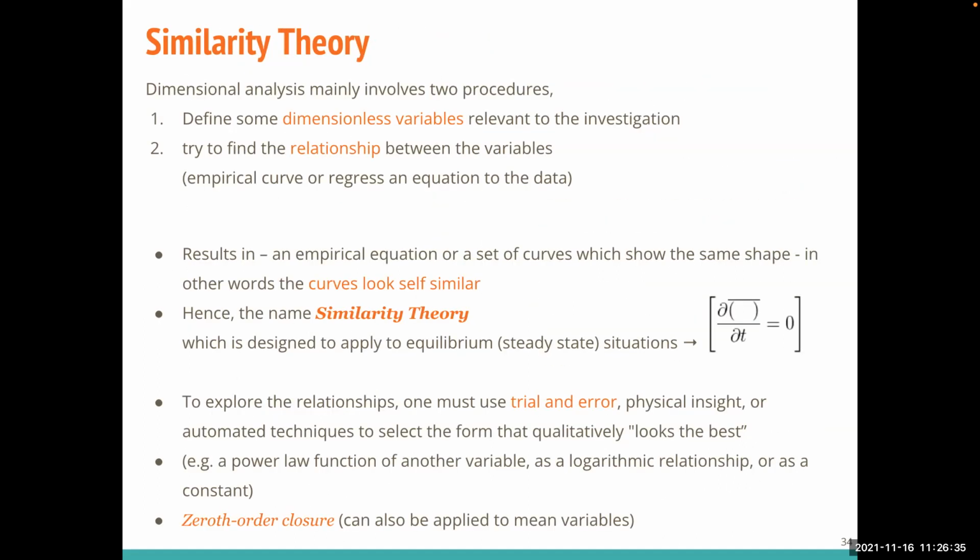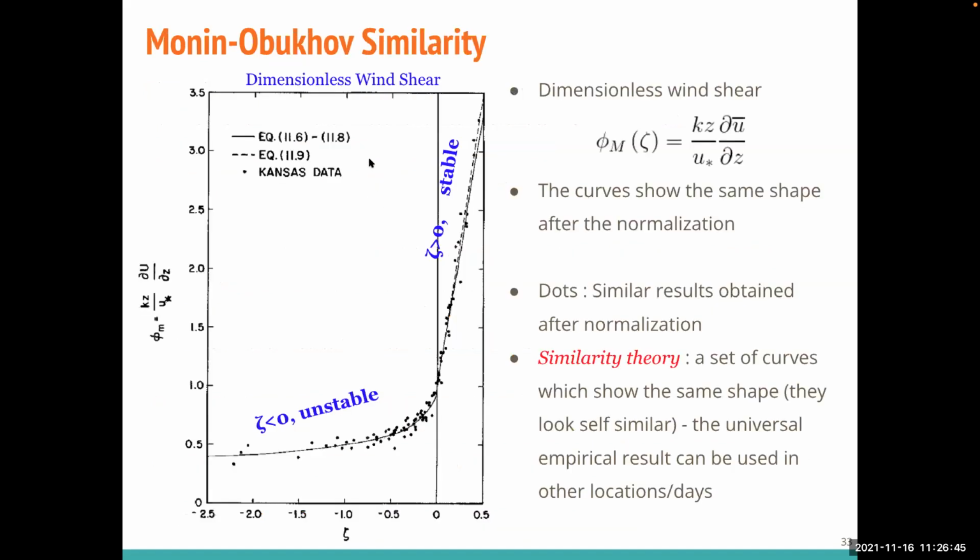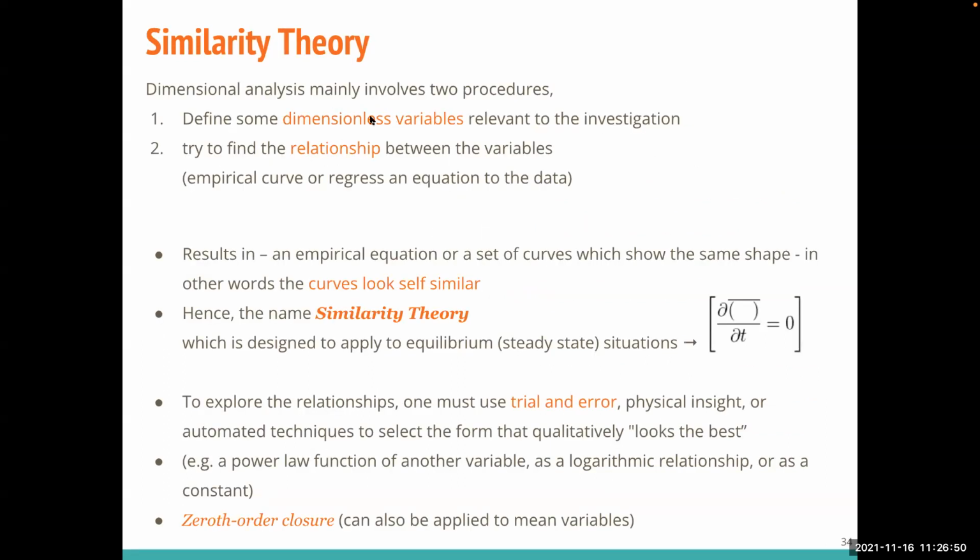so what we do is that we define some dimensionless variables, and then we try to find the relationship between the variables. It doesn't mean that you will always find them. It's just pure luck, okay, for someone to find this. Of course, you need to do the groundwork of making everything dimensionless, okay? And the result is an empirical equation or a set of curves that look very similar to each other. So it's called similarity theory. And this only applies to the equilibrium state situation, okay?